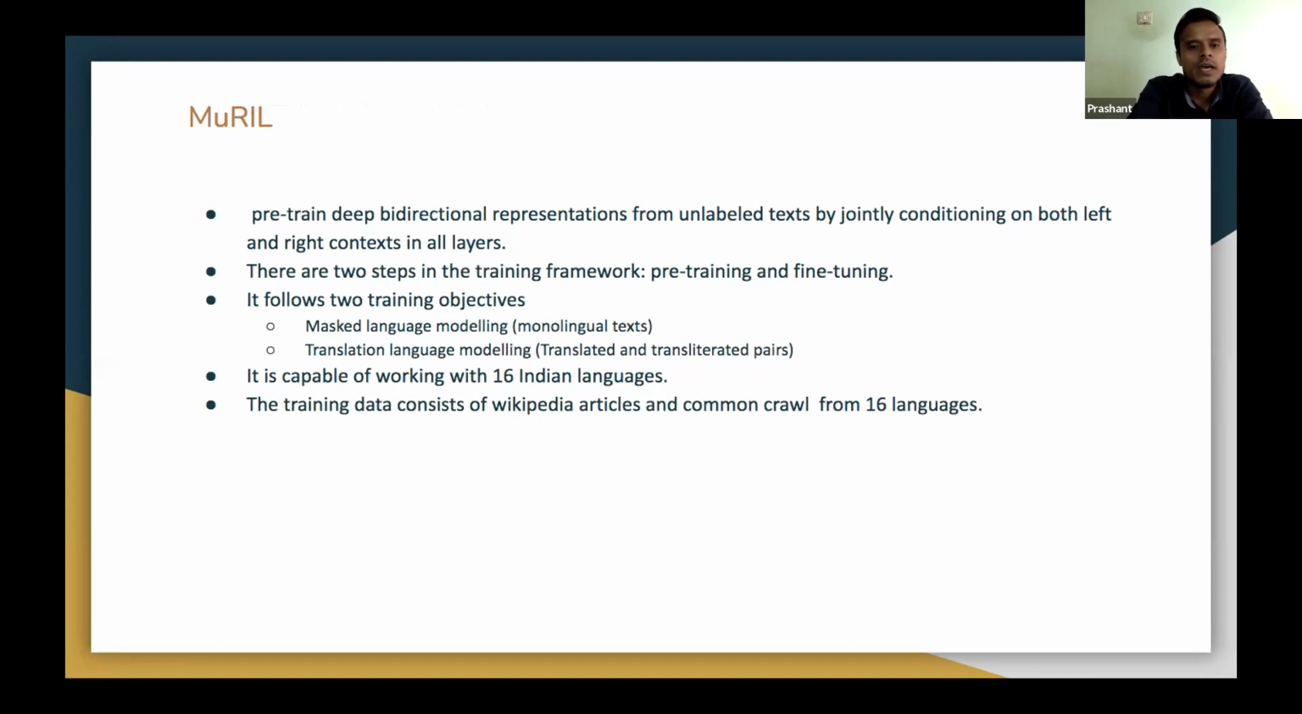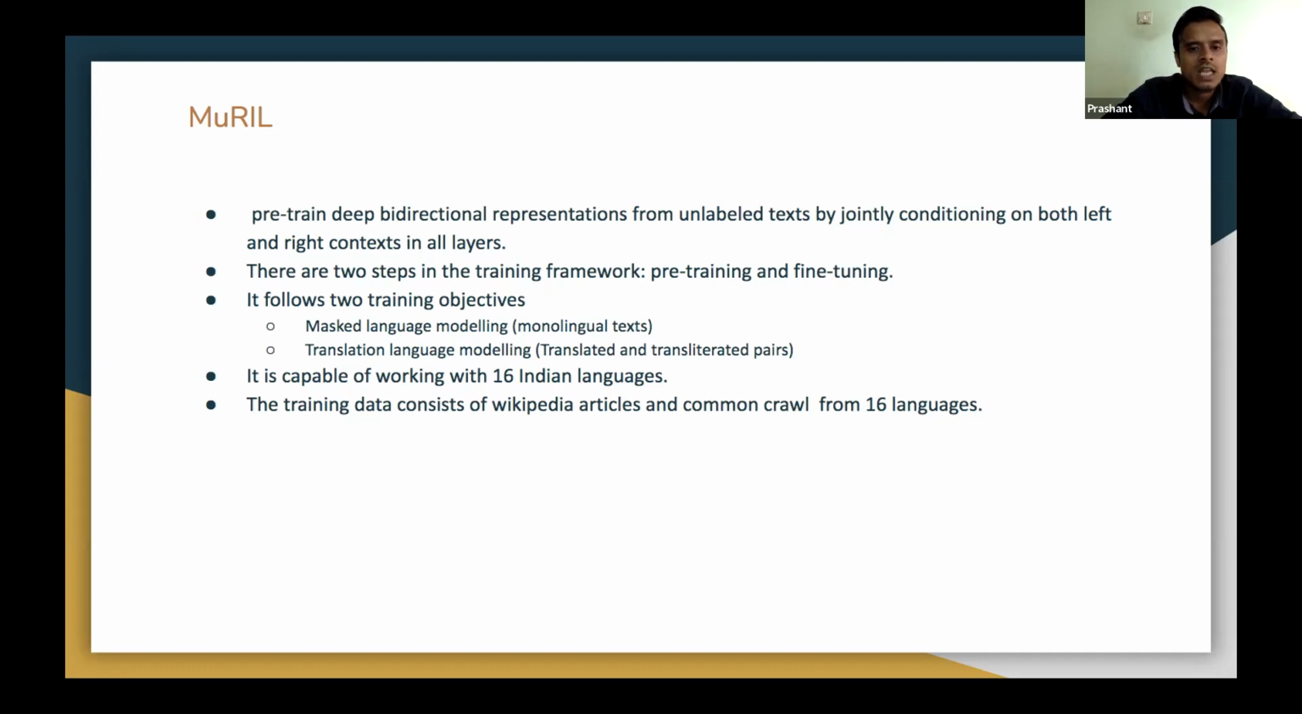The second model that we are using to train is MuRIL. In MuRIL also, there are 2 steps in the training part. The first one is pre-training and the second is fine-tuning. However, it also follows 2 training objectives.